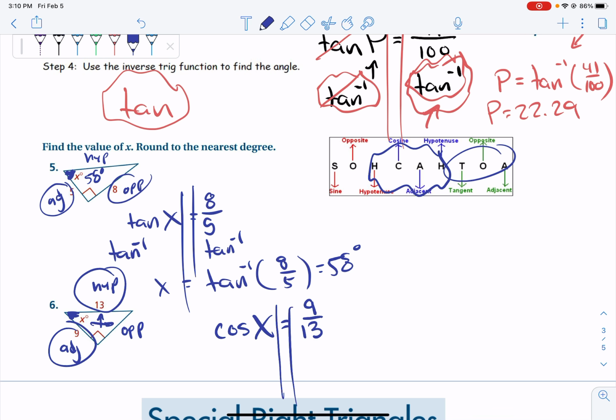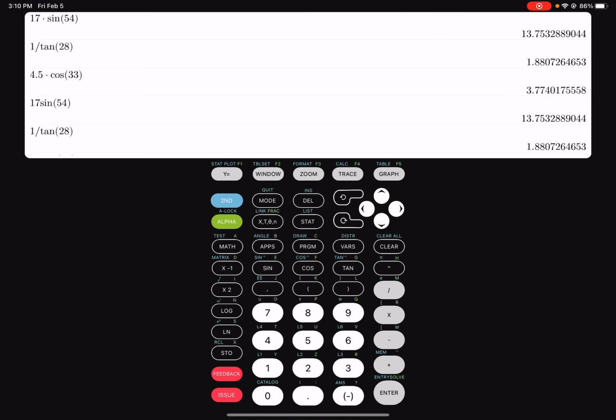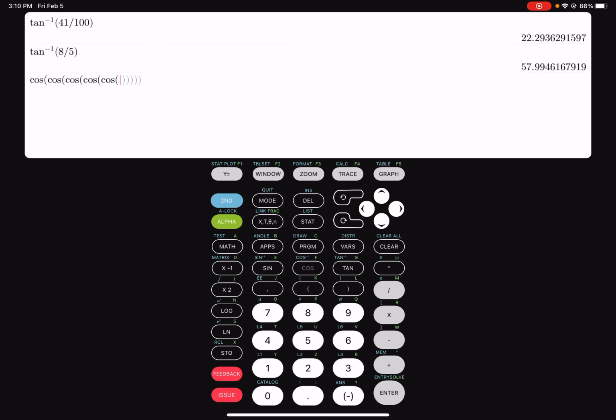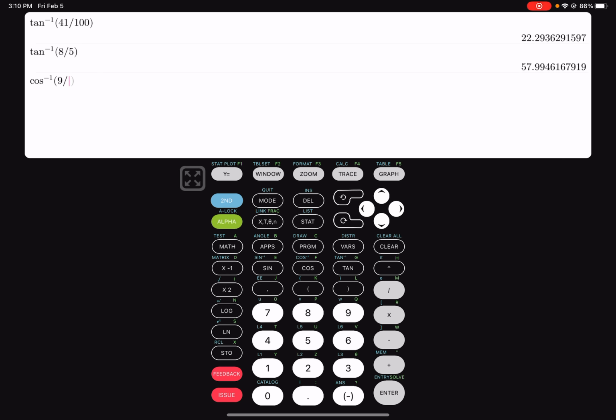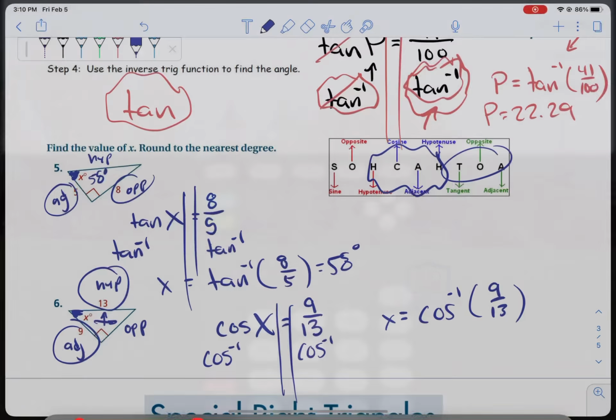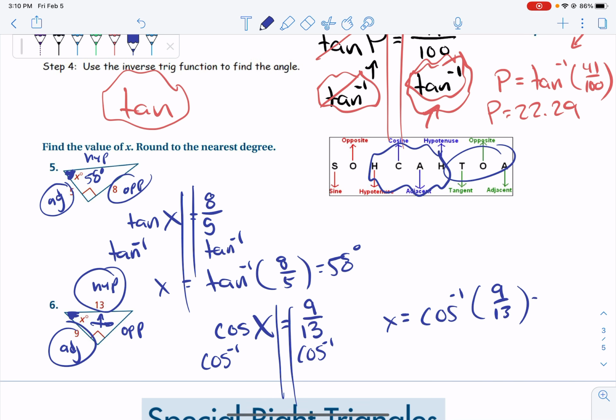To get rid of cosine, I do inverse cosine. So X is going to equal inverse cosine of 9 over 13. On my calculator, just like inverse tangent, right above the cosine button, second cosine, I get inverse cosine. So 9 divided by 13. Hit enter, 46.18, and it wants me to round to the nearest degree. So that's just going to be 46 degrees.